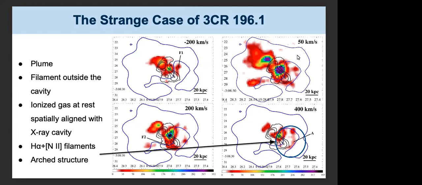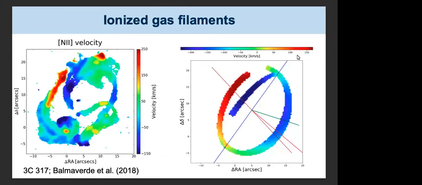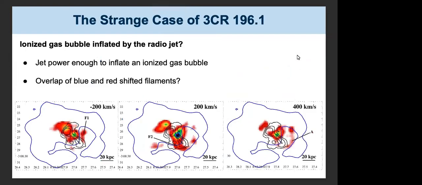So if you remember, for 3C317, they found this system of filaments that had this characteristic shape, and the conclusion was an expanding bubble. And if you see here, it's actually kind of reminiscent of that. So we do see this circular shape with these two filaments that could be connected. So is it possible that we're seeing an ionized gas bubble being inflated by the radio jet? In principle, yes. We do find that the jet power would be enough to inflate such a bubble.